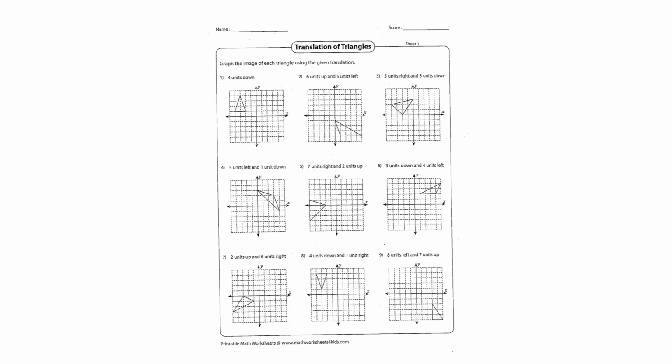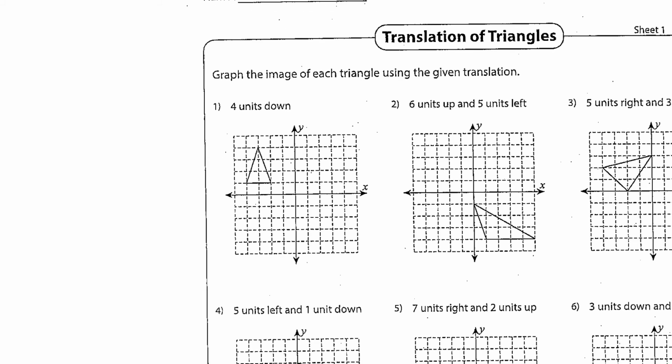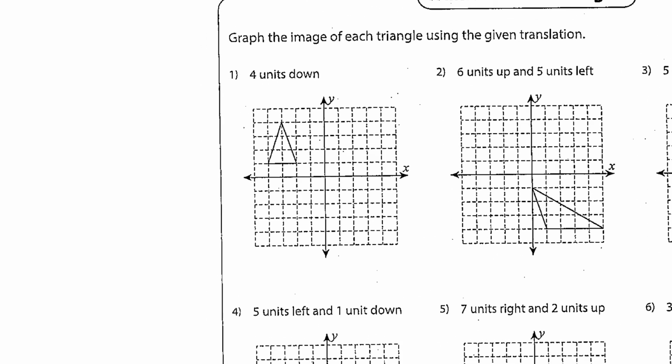Okay, real quick before you get grouped up, I want to show you what I want on this. Look at the side that says translation. On the first one, it's just 4 units down. So everything goes down 1, 2, 3, 4. And so you get this triangle right here like this.